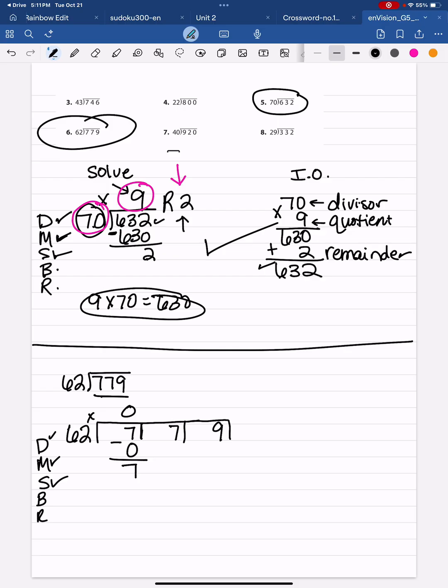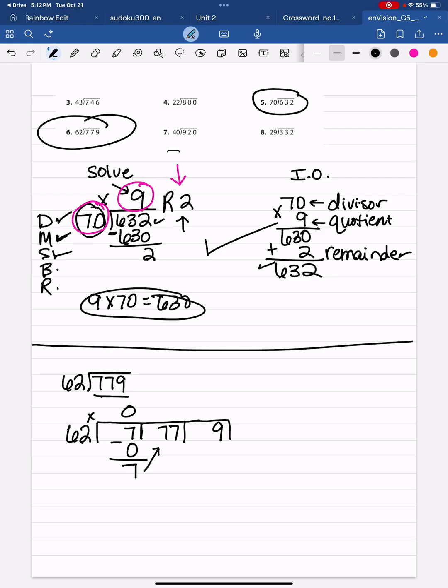Now, with box method, we are not bringing down, we are bringing up. They need to draw arrows so they understand what they're doing. So the 7 comes up here and joins the other 7, making 77. And now we repeat. So we're going to repeat that process with 62 and 77.